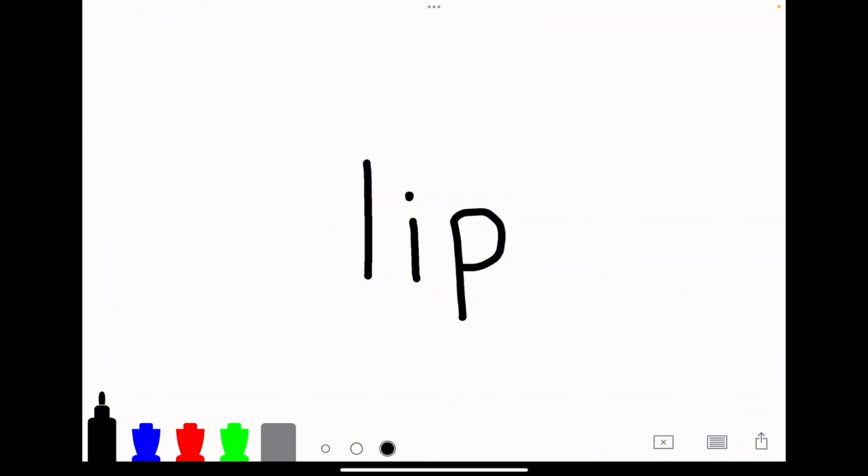Nice job. Let's go ahead and write the word lip one more time together, TTC family, using lowercase l. So the first letter is L. After L, we have I. And then after I, we have P. And L-I-P spells the word lip.